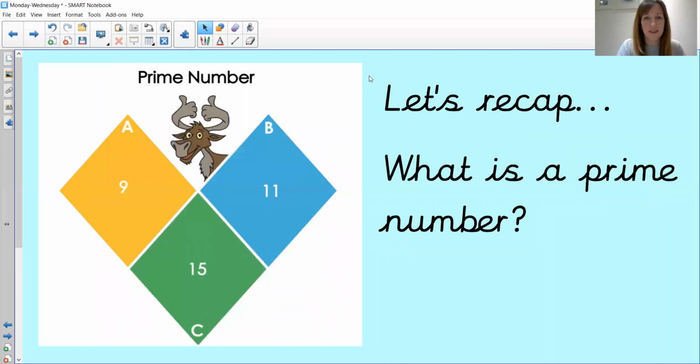So let's recap first of all. Which of these is a prime number? So we've got 9, 15 and 11. I'll give you a few seconds. Okay, did you get it? Hopefully you're all telling me that 11 is the prime number, because 11 has exactly two factors, 1 and 11. 9 has three factors, 1 and 9 and also 3. And 15 has four factors, 1, 15, 3 and 5. So that's not a prime number either. So well done if you correctly said that 11 was the prime number.